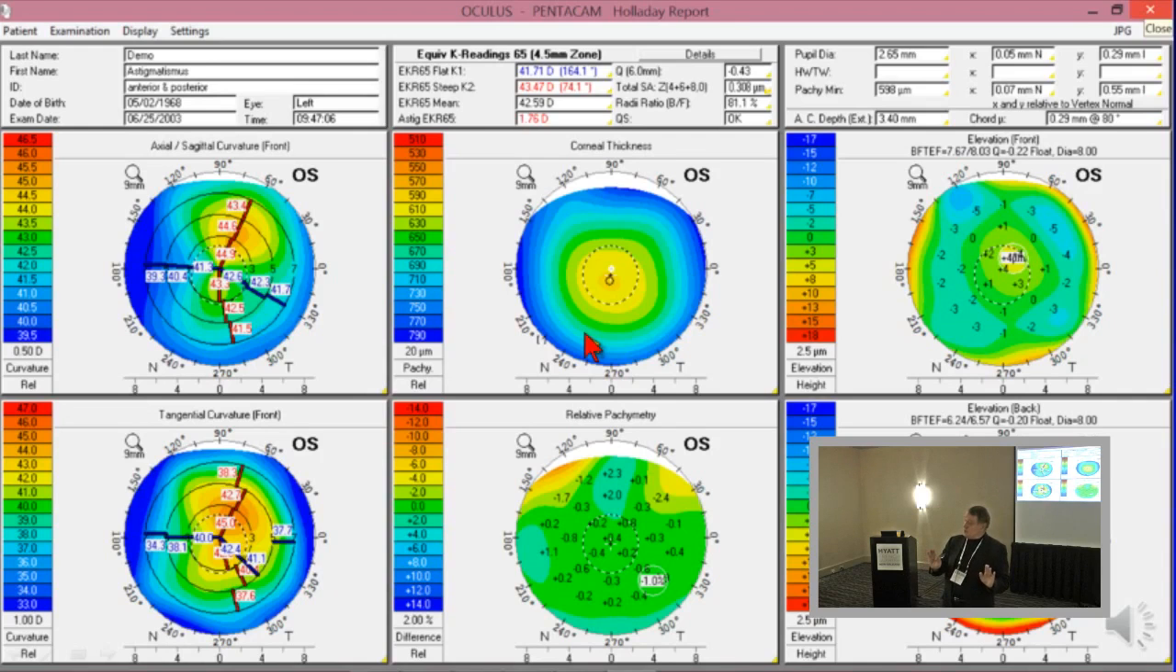Now, the difference, though, is there's two. The first is the EKR65 does it for a 4.5 millimeter zone. The total corneal power doesn't. It depends on what you've chosen. And usually that's 6 millimeters, so it's way too much. And the second is that the absolute K reading for the total corneal power is what we were talking about before, will be that 1 diopter less than the K reading you need to put in.